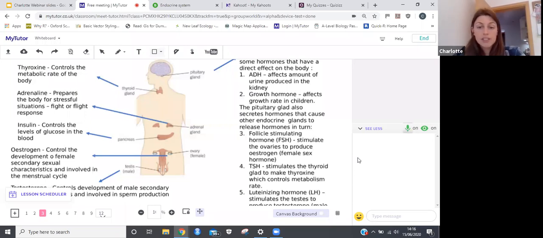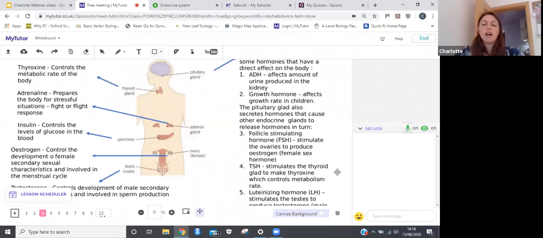Another hormone is TSH, which stimulates the thyroid gland to make thyroxine, which controls metabolism rate. So again, the pituitary gland releases TSH, TSH goes to the thyroid gland, and the thyroid gland releases thyroxine to control our metabolism rate. That's to do with digestion, making sure that we digest at the optimum time.